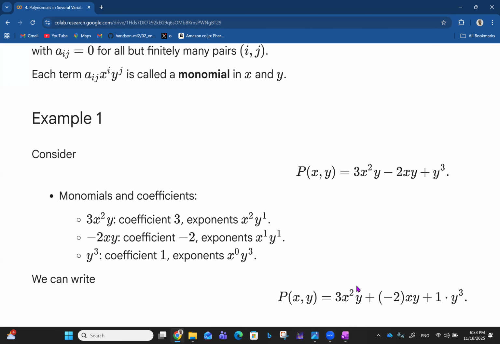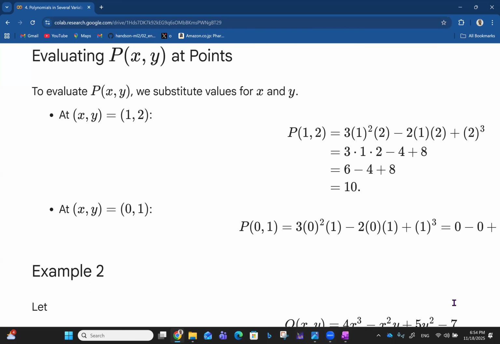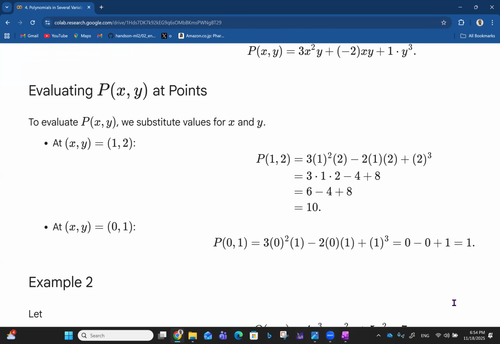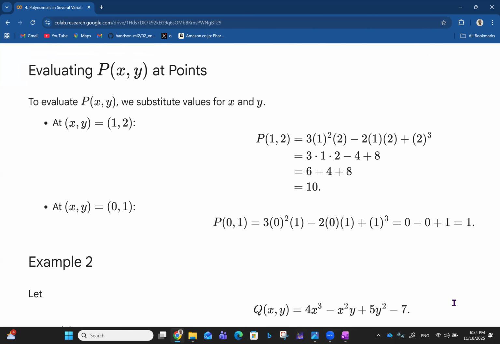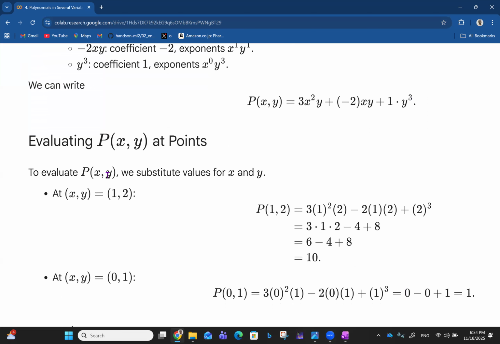So we can just simply write it as p of x, y equals 3 multiplied by x squared y plus minus 2 multiplied by xy plus 1 multiplied by y cubed. That's an example right there. I mean, that's pretty simple because you're already used to it, but I think it's important to understand this concept clearly. So how about evaluating p of x, y at points?